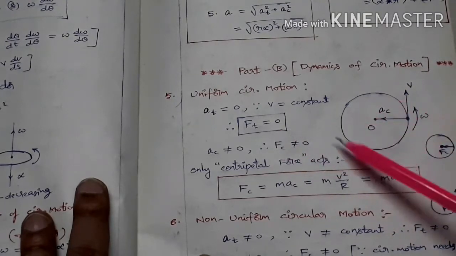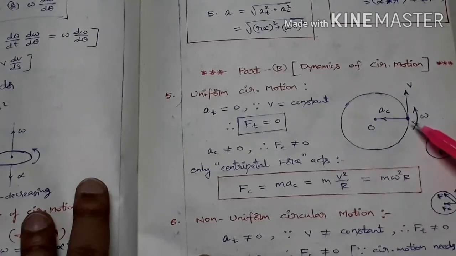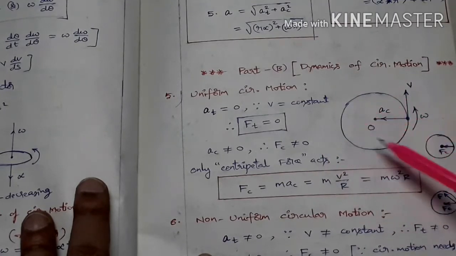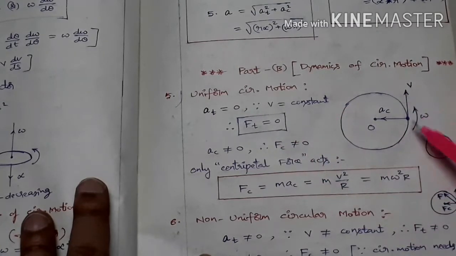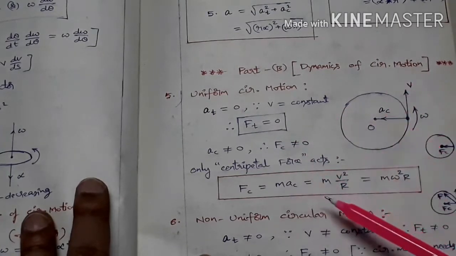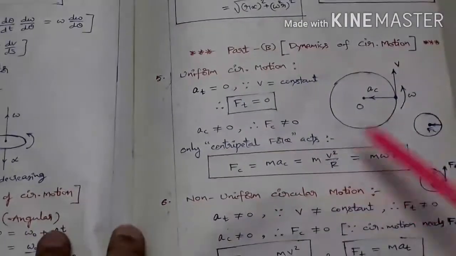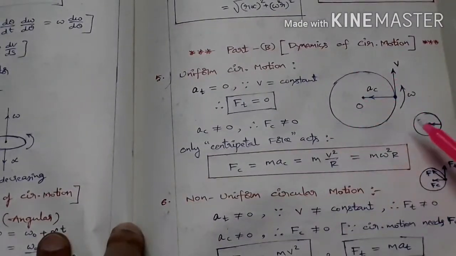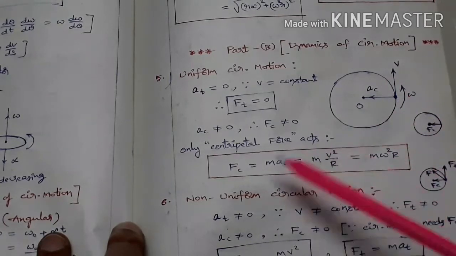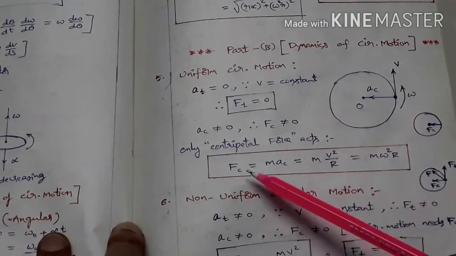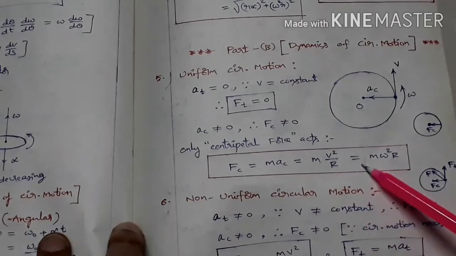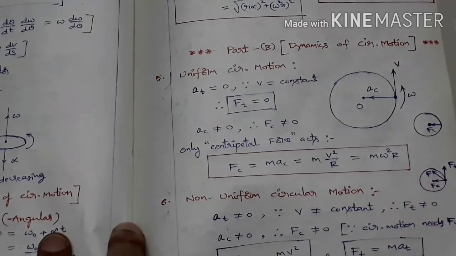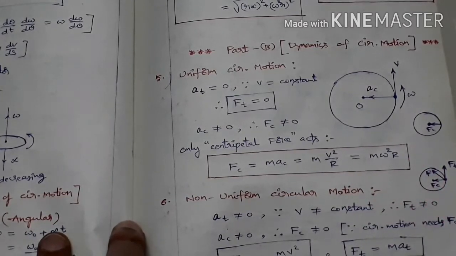So when the particle is moving with a constant speed on the circumference of a circle, the tangential force will be 0. No force will be acting along the tangent at any point on the circle. So only centripetal force acts because it is moving on the circumference of the circle. To keep it moving on the circumference of the circle, centripetal force is required, which is given as Fc equals M AC, that equals M V square by R, that equals M omega square R, or that equals M omega into V also.